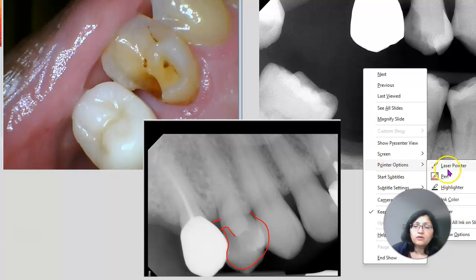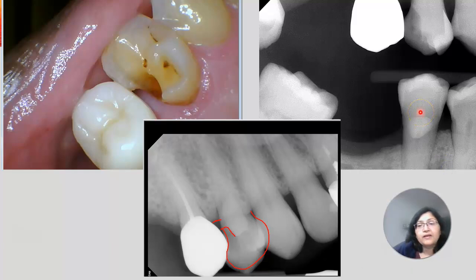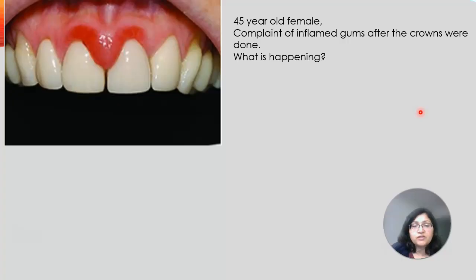Okay, so again, how are you going to do this in this case? Are you going to just go ahead, remove the decay and restore it, or are you planning to do something with the gums here? And why should you? Why can you not do a restoration subgingivally? We are going to discuss all these points in this presentation.